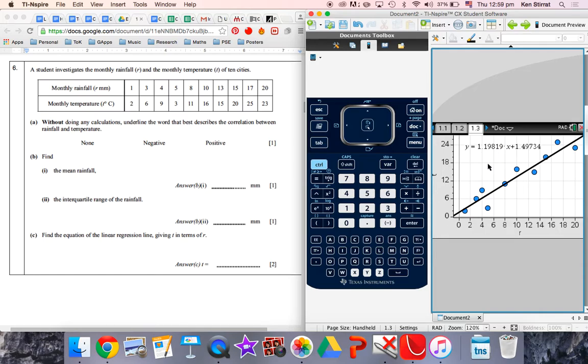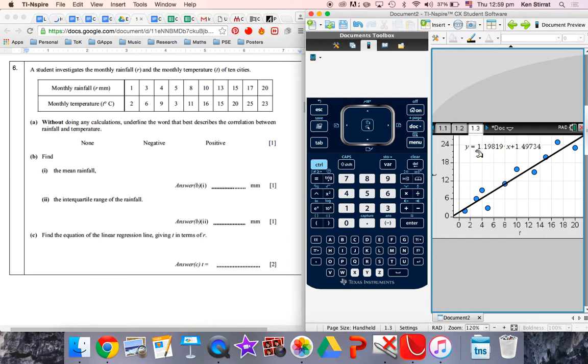So the only thing you need to change, you transfer this equation onto your page, but you want to change the y variable here is t, and the x variable is measuring r. So this is t equals 1.19 r plus 1.497. That's the question finished, but it's quite nice to understand what this means.